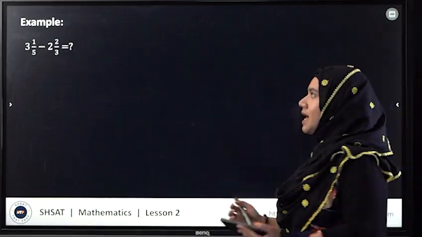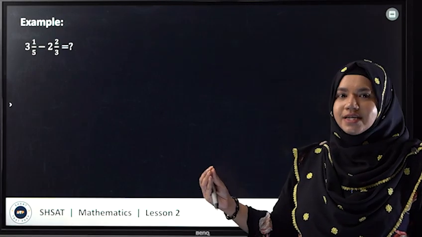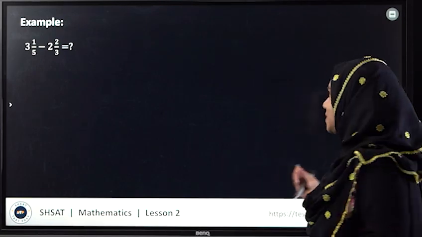Here we have a subtraction. Exactly the same strategy, it's just that we have a minus sign in the middle.